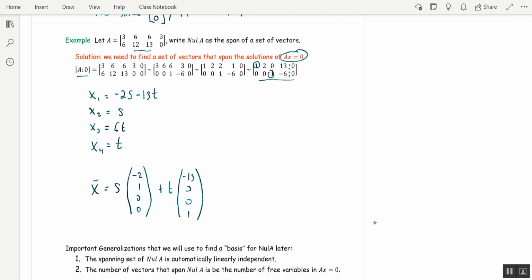So if I call this vector v and I call this vector w, the solutions are linear combinations of v and w because s and t are parameters. They can be anything. And so null A is equal to the span of v and w. And that's exactly what we were trying to show. So we're done. Two things I want to point out.